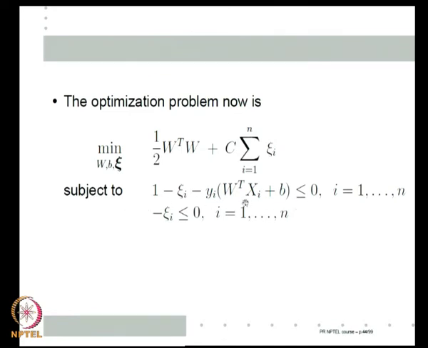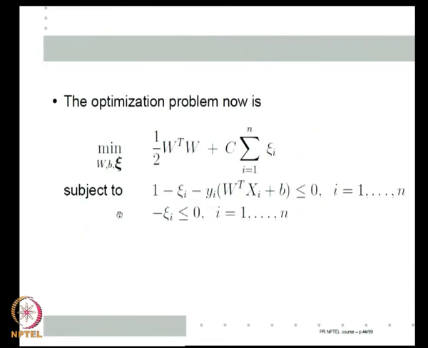So, instead of writing yi into (W transpose xi plus b) greater than or equal to 1 minus ξi, I wrote it as 1 minus ξi minus yi into (W transpose xi plus b) less than or equal to 0. And similarly, instead of writing ξi greater than or equal to 0, I wrote minus ξi less than or equal to 0. This is my optimization problem now.